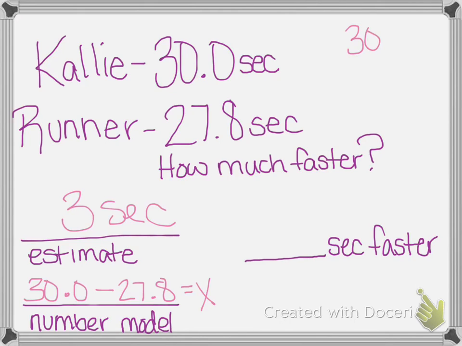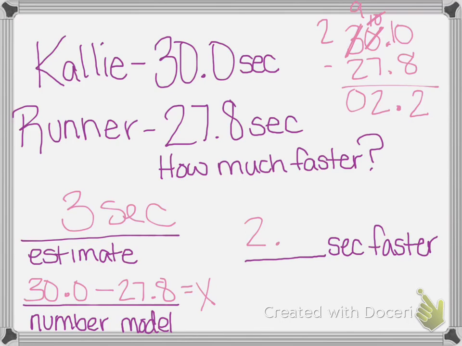Then I have to actually solve. So 30.0 minus 27.8. 0 minus 8 I can't do, so I have to borrow. I can't borrow from the 0, so I first have to borrow from the 3, which becomes a 2. This becomes a 10. I have to borrow, so it becomes a 9. 10 minus 8 is 2. 9 minus 7 is 2. 2 minus 2 is 0. And again, my decimal point has to line up, so 2.2 seconds faster.